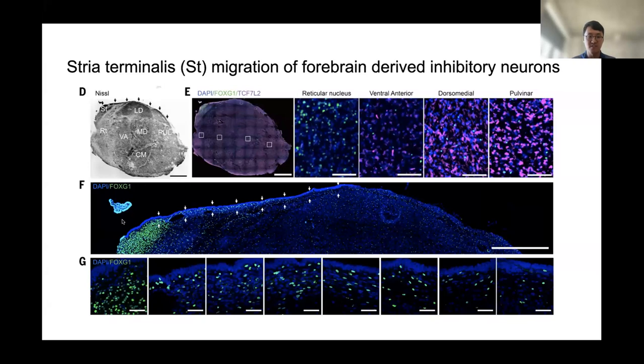In this specific section, what we see is a line of FOXG1 positive cells that hug the lining of the thalamus as it develops and migrate inwards. And we have validated the reticular nuclei, ventral anterior, dorsal medial, and pulvinar nuclei with these FOXG1 derived inhibitory neurons. We also think that some of the FOXG1 expression is attenuated as they enter the thalamus, so it becomes trickier to confidently identify them.